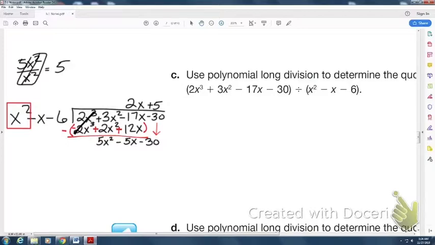So now I've got plus 5. I just divided. So now I have to multiply just the 5 to all 3 of those. 5 times x squared is 5x squared. 5 times negative x is negative 5x. 5 times negative 6 is negative 30.